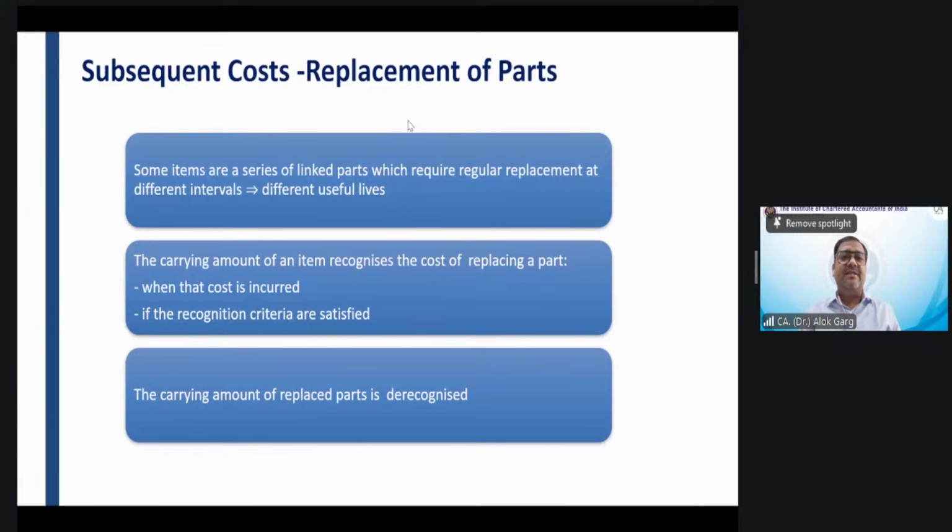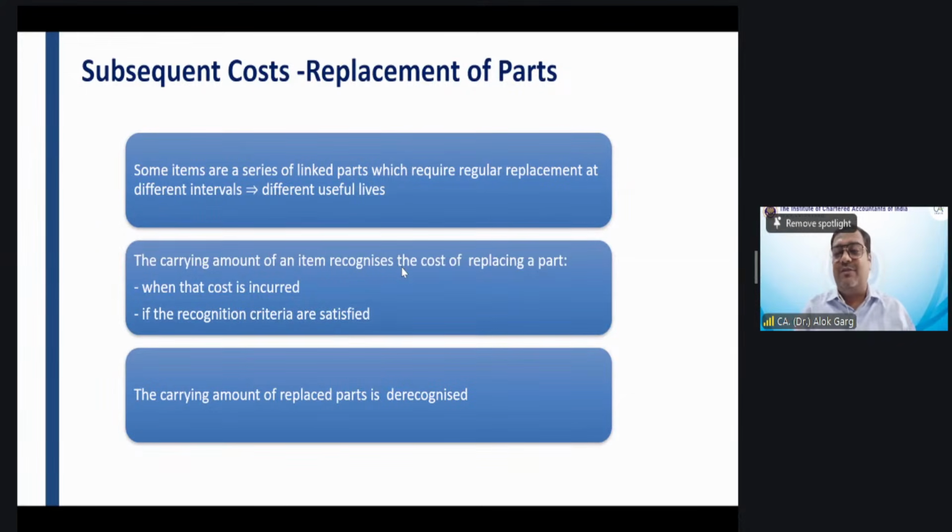Okay, right? So standard says that some items are a series of linked parts which require regular replacement at different intervals, different useful life. For example, in aircraft, what happens? In aircraft, there are some major components. Those values are in crores, right? While the life of the aircraft is 25 years, there are some major components which are getting replaced at every 5 years. So what happens?